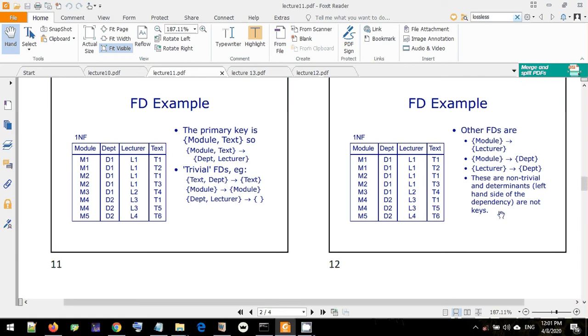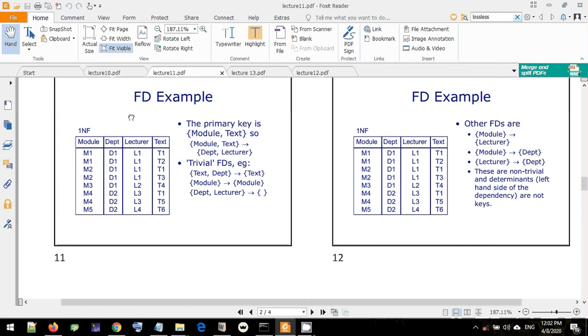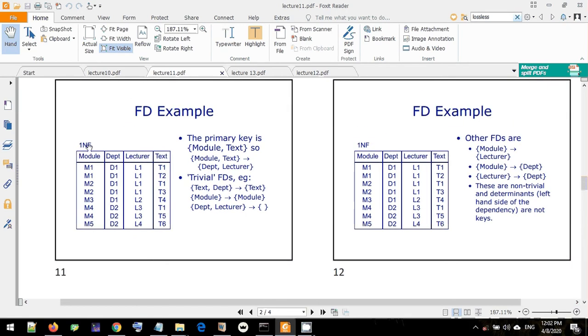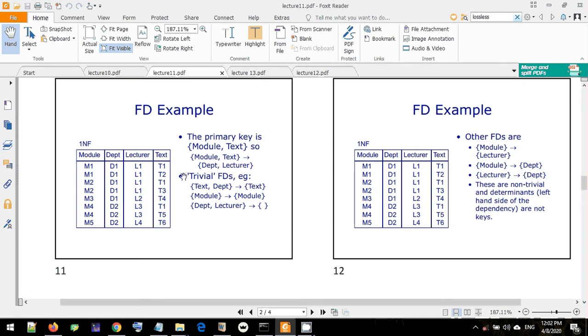For now, let's see examples of functional dependencies. Given the relation normalized to the first normal form, which we just did above, we observe here that the primary key is module, text. Let's say the primary key is module, text, right? That's m1 t1 as primary key because it's going to be unique for every value. We have m1 t2, it doesn't repeat itself again.